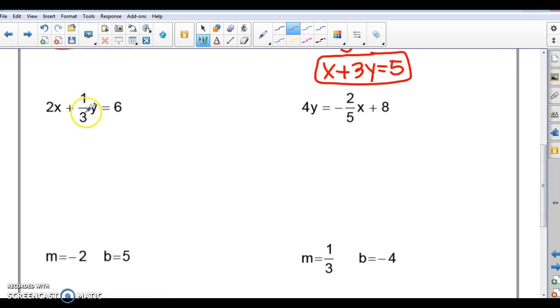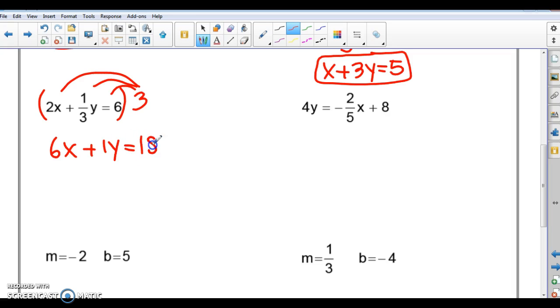Okay. Let's try the next one. So 2x plus 3, 1/3 y equals 6. So this is already kind of in standard form because ax plus by equals c. But what's the problem here? Leading coefficient is positive, that's good. But we have a fraction. So we need to get rid of the fraction, 1/3. How do I get rid of 1/3? We can make it an integer by multiplying by 3. So we're going to multiply 3 to every single term inside. So 2 times 3 is 6x plus 1y equals 18.